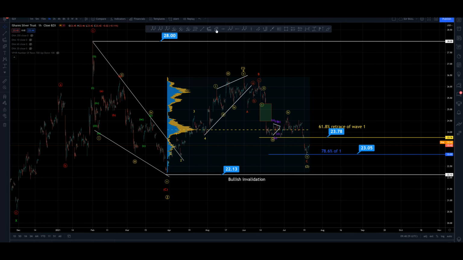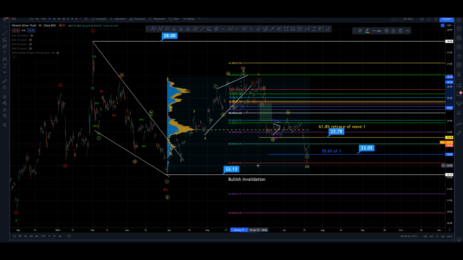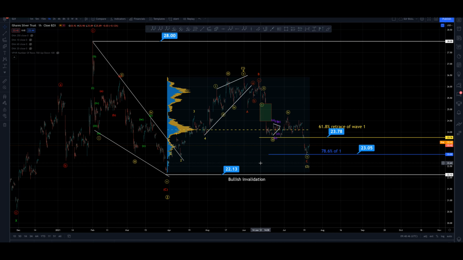The C of our 3-wave swing here is getting extreme. Very, very extreme. I'm using the wrong tool. Let's try that again. A, B, and almost a 261.8% for the C. Now, some people are going to say Elliott never set a hard rule for the C in a zigzag or a flat. I agree. He never did. He never set a hard rule.